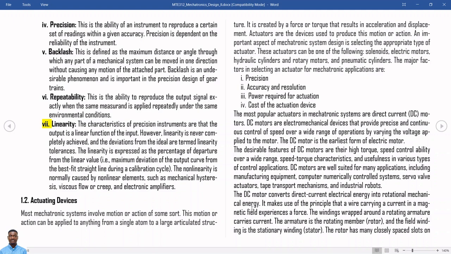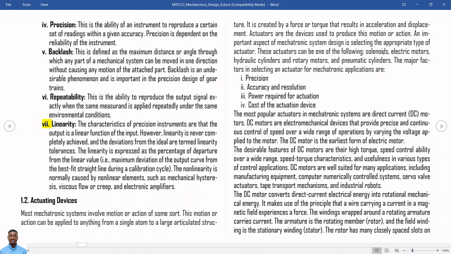What the actuator does is to create a force or a torque that results in acceleration or displacement of a body in the system or the environment. So actuators basically are devices that produce motion or actions, and there are several types of these kinds of systems. You can have the solenoid type, you can have the electric motor types, you can have the hydraulic type of actuating systems, you can have the rotary motors or the pneumatic cylinder type of actuating devices.